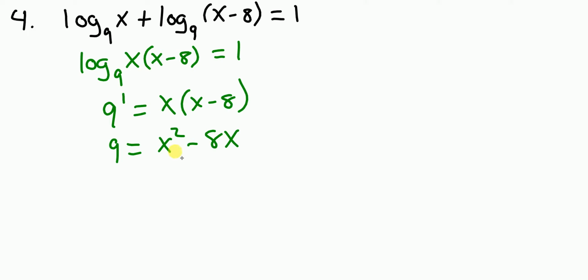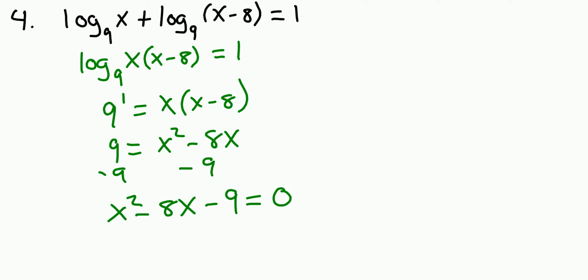Anytime I see x squared or a variable squared, and then I see 2 other terms, that tells me that I have a quadratic equation. So I'm going to move my 9 over by subtracting 9 from both sides. So I'm going to get x squared minus 8x minus 9 equals 0.